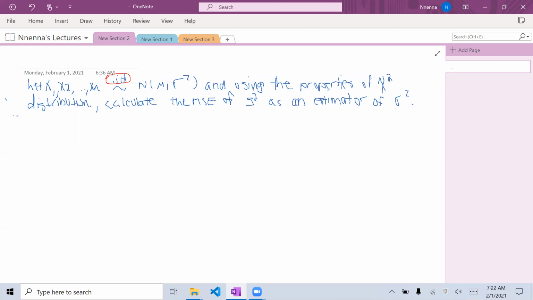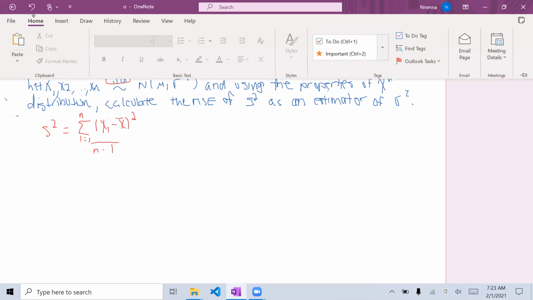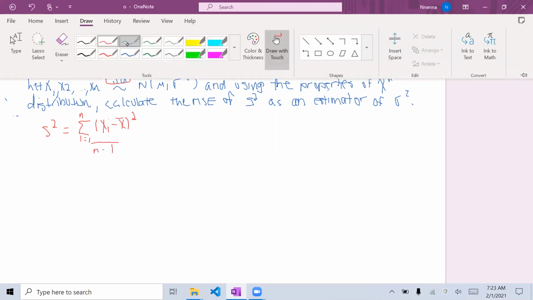So let's remind ourselves of what the estimator S squared is. You know that S squared is the sample variance for data, and it's so prolific in statistics. We see it all the time. But in case anyone hadn't remembered, S squared is equal to the sum from i equals 1 to n of (Xi minus X bar) squared, divided by n minus 1. I'm going to change colors because I hadn't meant to do it in red.